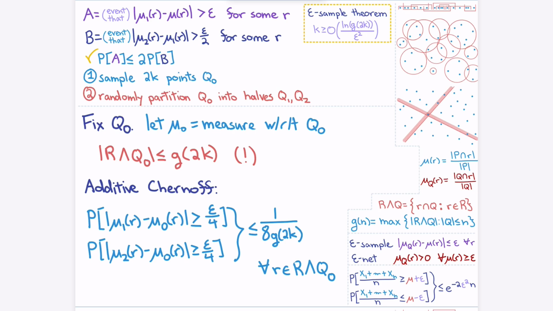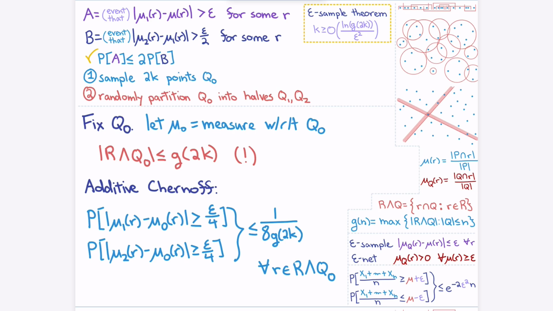Mu1 is going to be pretty close to mu0 by the additive Chernoff bound. So your sample Q1, which is sampling out of Q0, is going to look a lot like the Q0 sample for a particular range. Same with mu2. And k is big enough that you can take a union bound over all G of 2k shapes. So here I've just plugged in the e to the negative 2 epsilon squared. I've plugged in for n this choice of k, which is like log of G of 2k and so on, divided by epsilon squared.